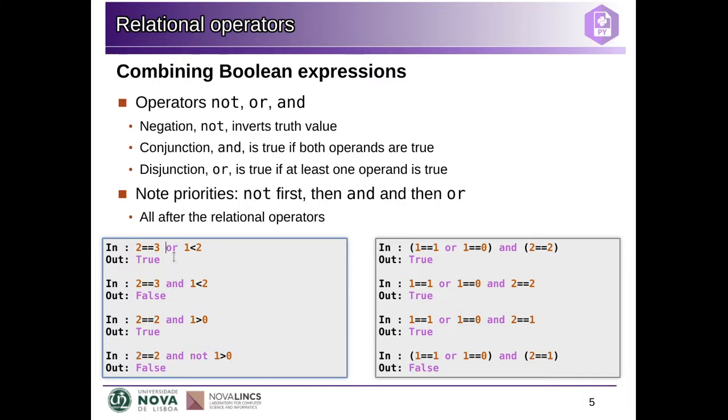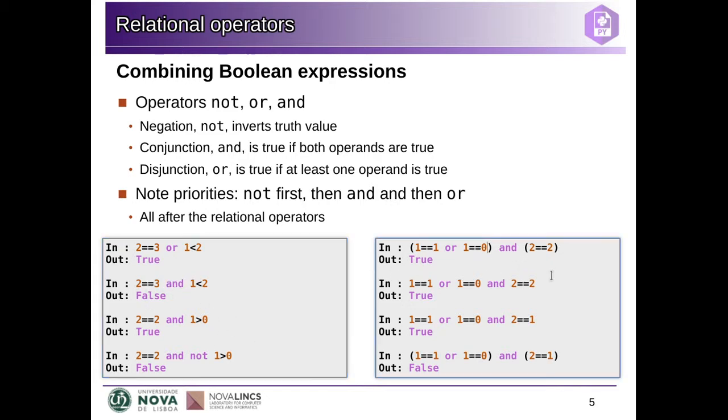Basically, with the disjunction, you need only one of them to be true. So in this case, this one is true. Even though this one is false, the result is true. With the conjunction, you would need both of them to be true. So in this case, it's false.